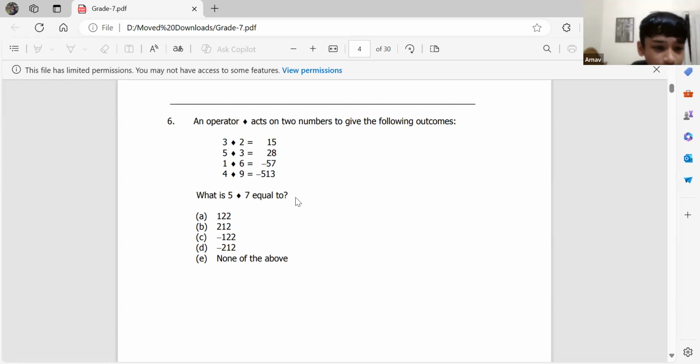I found it. Because 3 minus 2 is 1, and then 3 plus 2 is 5. Like that. Okay, understood. So 5 minus 7 is negative 2, and then 5 plus 7 is 12. Okay, so it's D.